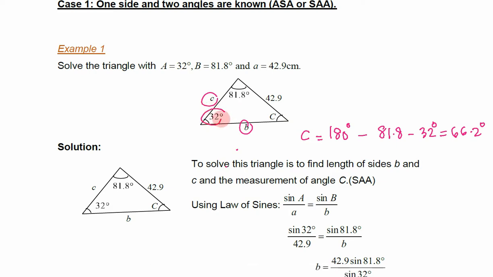Okay, next we will need to find the length of C and B, where we can use this one and also this length. Okay, so sine 32 degrees with its length, which is 42.9. And then we can find 81.8. The pair is here, so sine 81.8 divided by b. Okay, so calculate using your calculator.